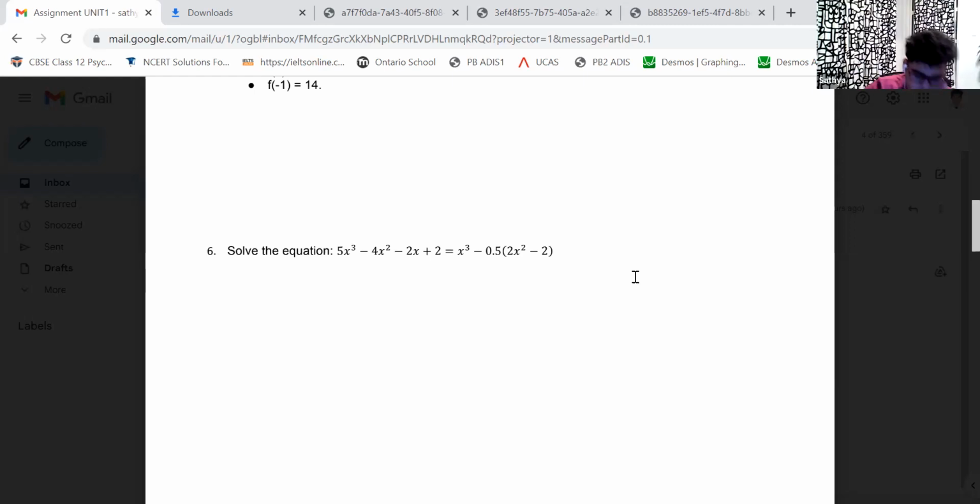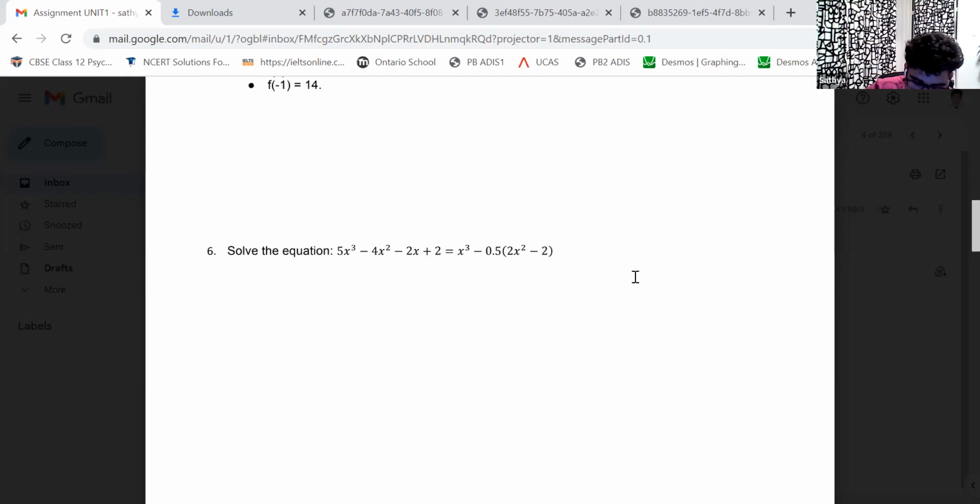I got 4x cube minus 3x square minus 2x minus 1. 4x cube is fine. And then you have minus 3x square, fine. Then you have minus 2x, and then you have minus 1. How will you get minus 1? Sorry, you will get plus 1, plus one.